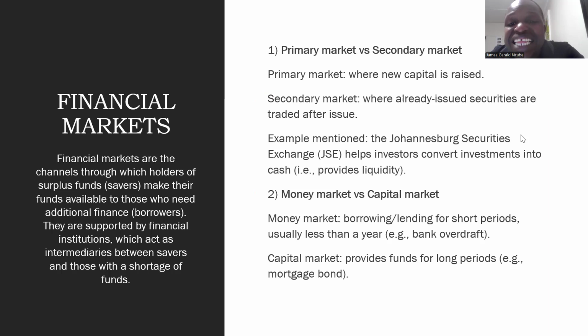Now, we can either get our capital from the money market or from the capital market. Money market, we are talking about short-term finance coming from banks, like a loan or a bank overdraft. Capital market, we are talking about long-term finance, for example, a mortgage, a bond, or equity from the Johannesburg Stock Exchange. That is long-term capital, right?